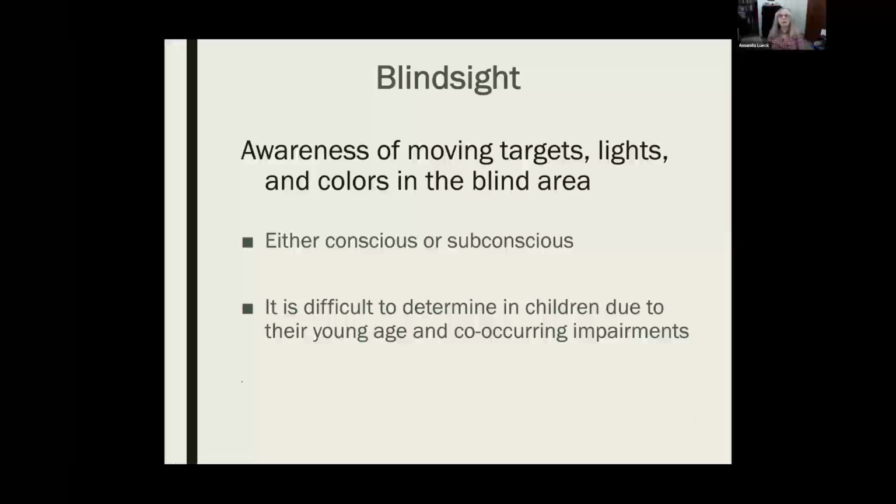Another way that CVI is manifesting, and I want to mention this to you, is they can have blind sight. And that's awareness of moving targets, lights, and colors in a blind area of the visual field. This can be conscious or subconscious, and it's difficult to determine in children due to their young age and co-occurring impairments. So what they found in some studies is that children who were thought to be totally blind were able to recognize moving targets coming in from their peripheral visual field.